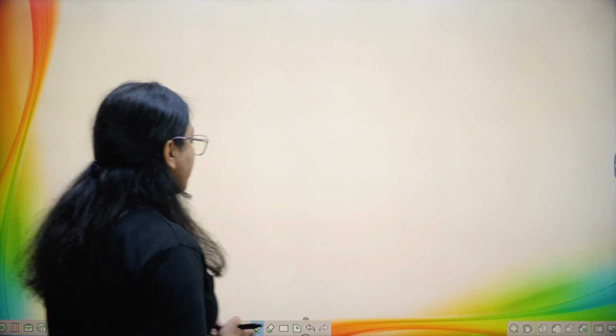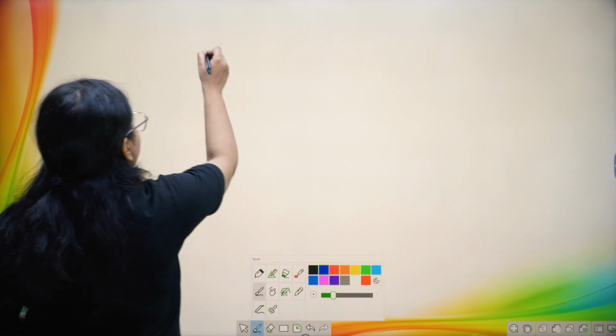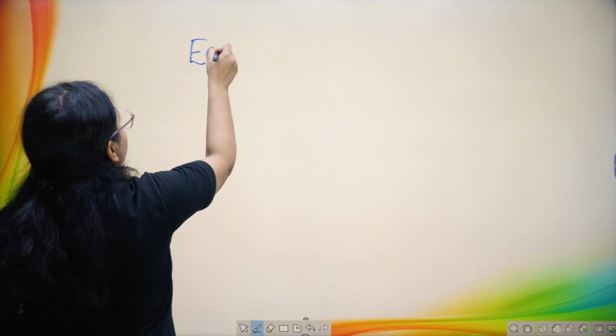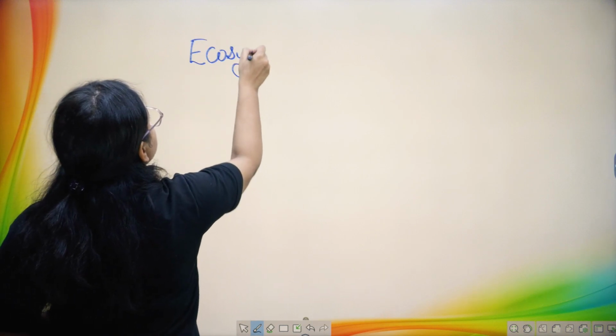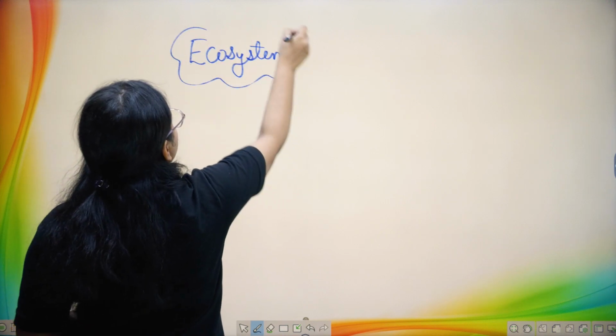So let's start our quick revision class for ecosystem and its components. This is a very important part of the chapter environment. So let's start this. Okay. So first of all, we'll understand what is an ecosystem.